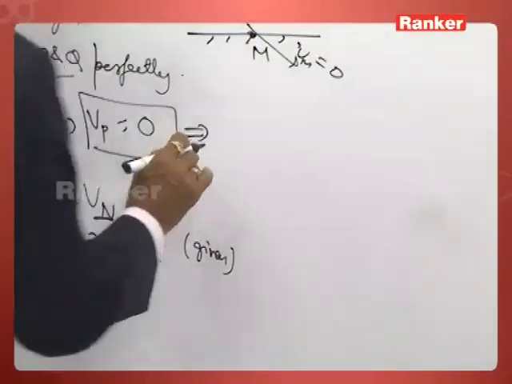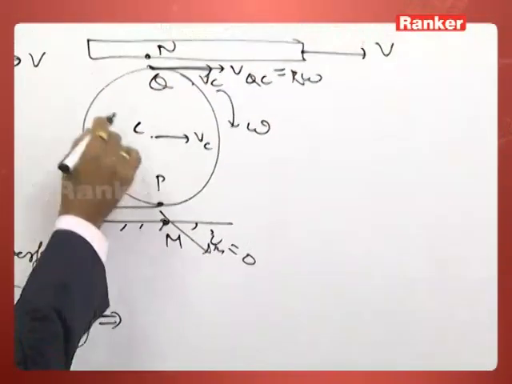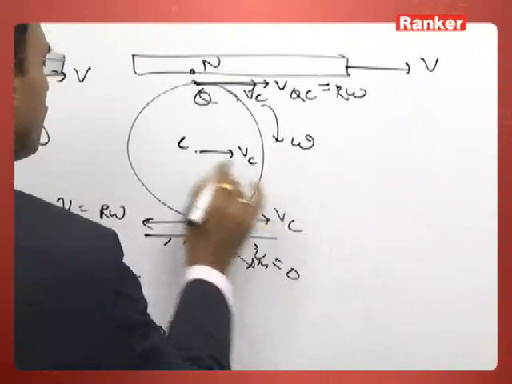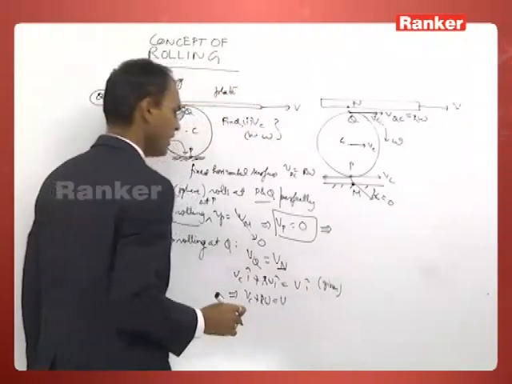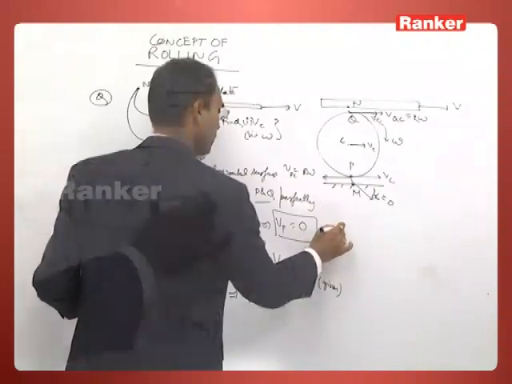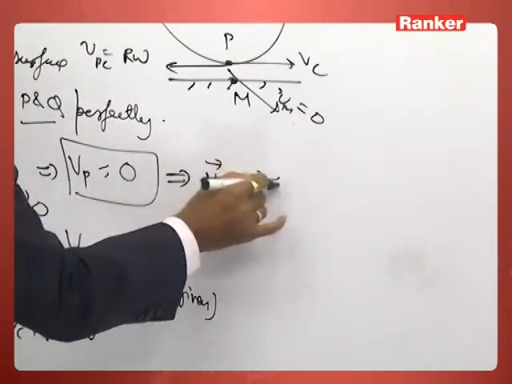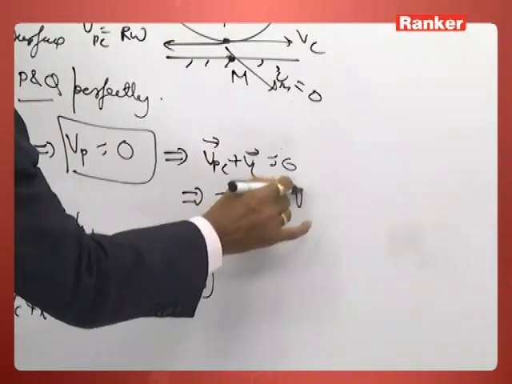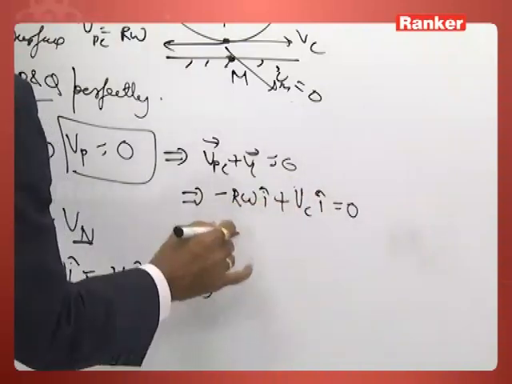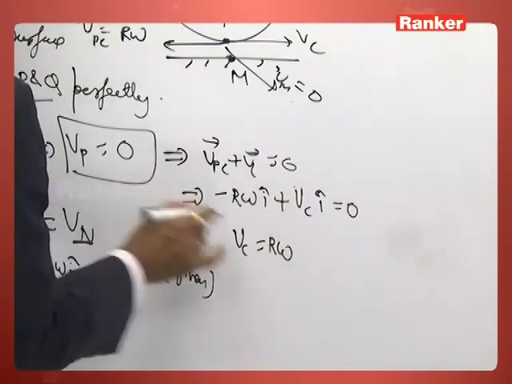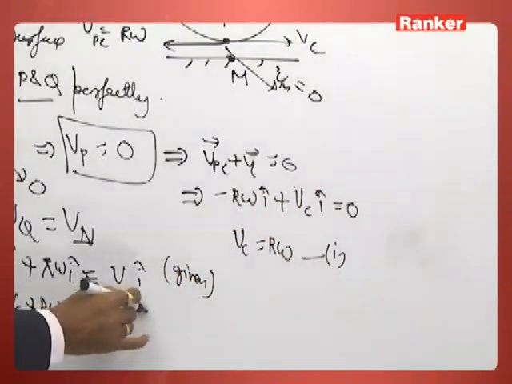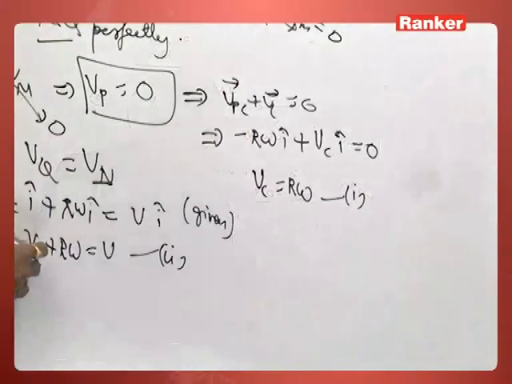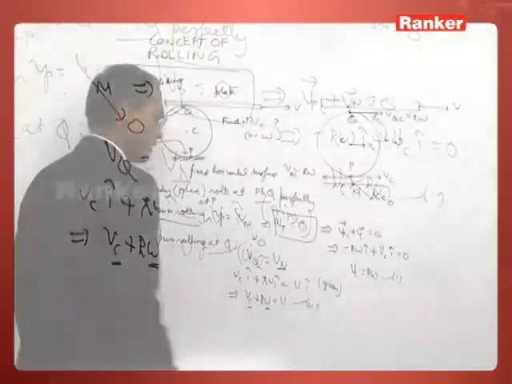Since Vp is equal to 0, P with respect to C moves in this direction with the velocity r omega, and you bring the velocity of the point C at this point. So Vp is equal to Vpc plus Vc is equal to 0. But what is Vpc? Minus r omega i cap plus Vc i cap is equal to 0. This gives us Vc is equal to r omega. Equation number 1. And this is the equation number 2. We have 2 equations and 2 unknown quantities. One unknown quantity is Vc, another is omega.